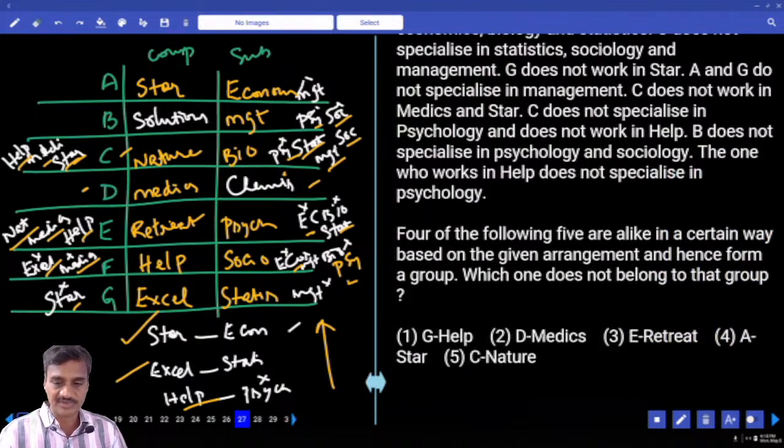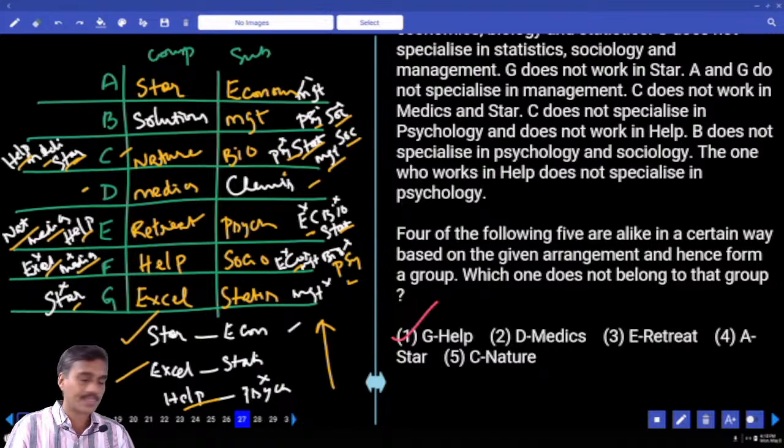Then coming to 27. Four out of the following, means odd one out. G is immediately above, help is immediately above this G. D is medics, D himself is medic, E retreat, hence choice 1 is the answer.